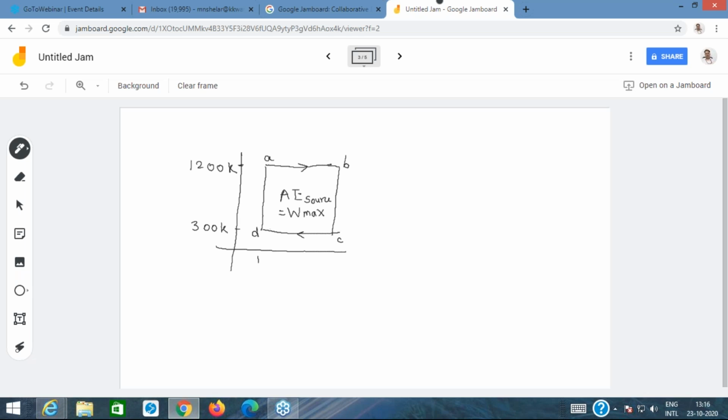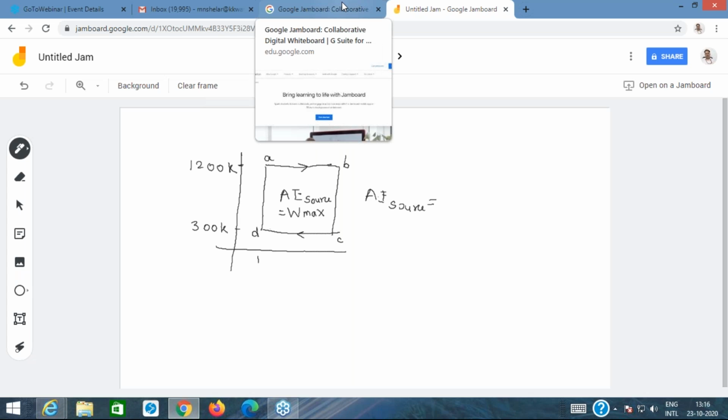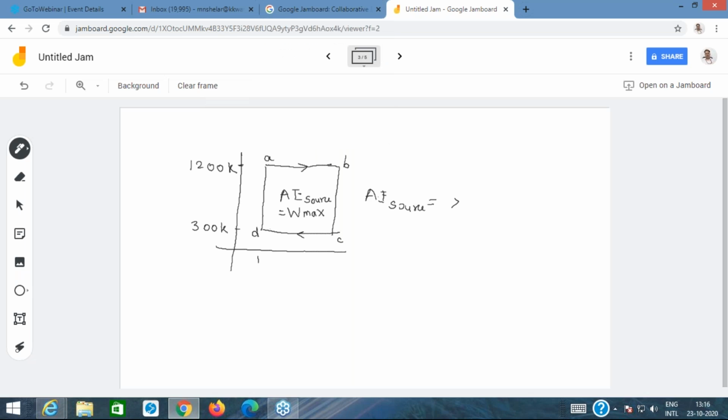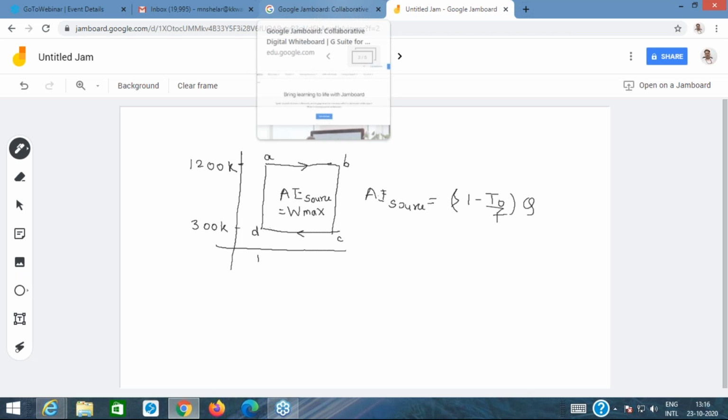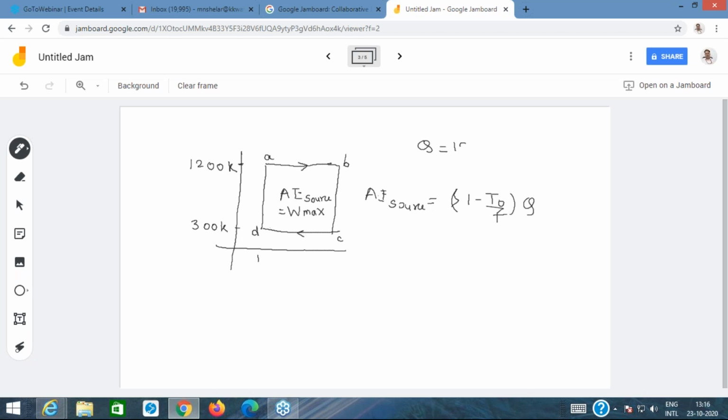And how do you calculate that? So the available energy of the source is equal to (1 minus T naught by T) into Q. The heat transfer is given to us as 150 kilojoules per second.